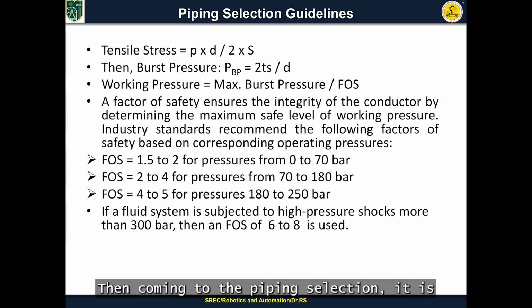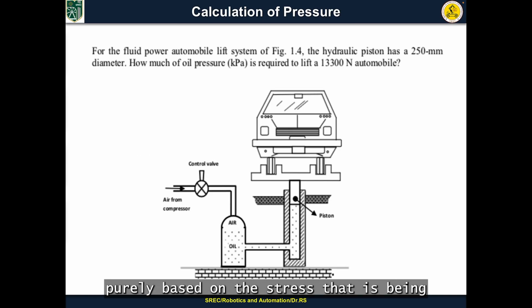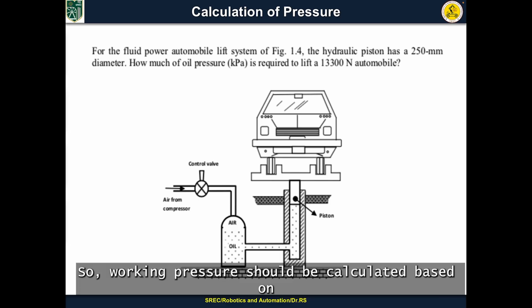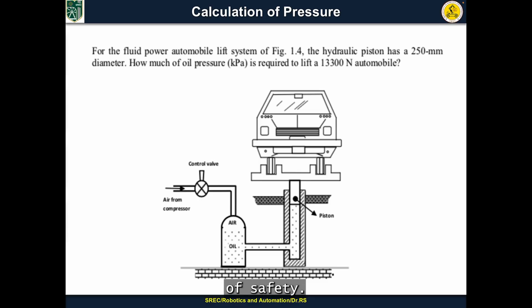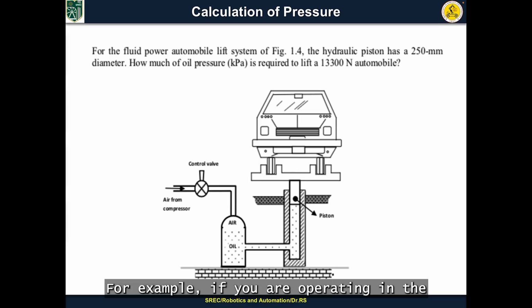Then coming to the piping selection, it is purely based on the stress developed on the pipes. For that, we have to calculate the burst pressure. Burst pressure is 2 times the tensile stress multiplied by the thickness of the pipe, divided by the diameter of the pipe. Working pressure should be calculated as the maximum burst pressure divided by the factor of safety. For example, if you are operating at a pressure of 0 to 70 bar, the minimum factor of safety should be 2. In the case of 70 to 180 bar, we need a factor of safety of 3 to 4.